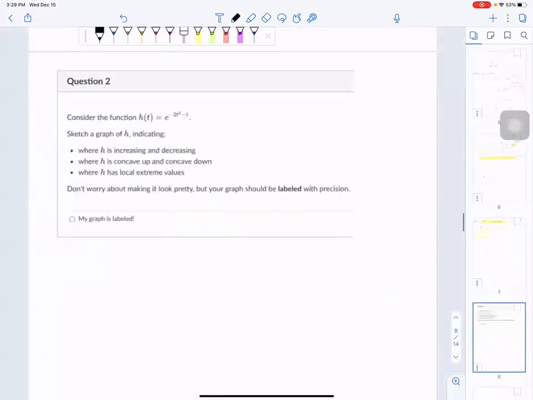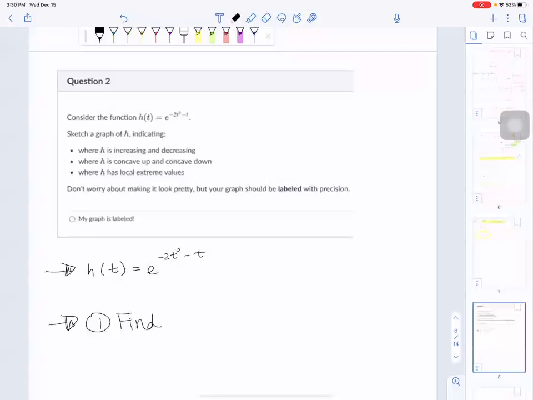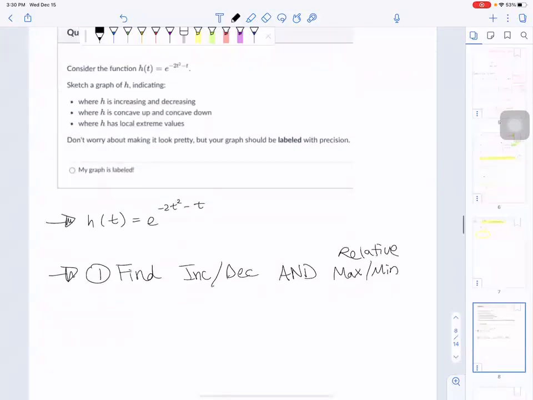Question 2. So we have this function. I guess 2020 is important, we'll focus mainly on this one. We have our h of t equals e to the negative 2t squared minus t. We want to find where it is increasing and decreasing. So step 1, we're finding where it's increasing, decreasing. And while we're at it, you should also find the relative max and mins, because that's the next step.